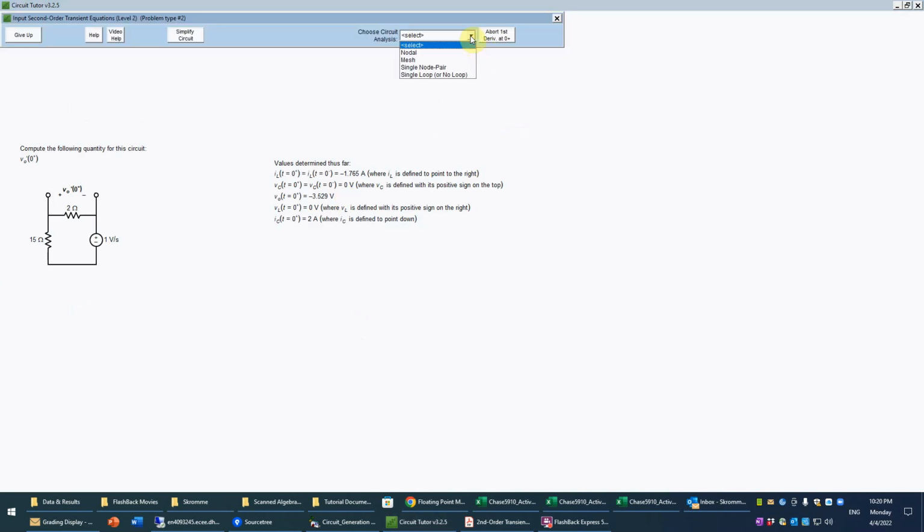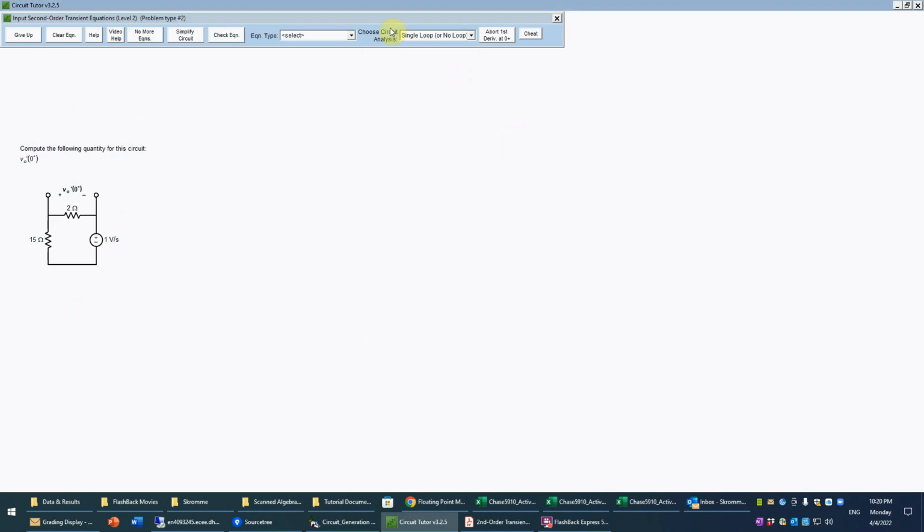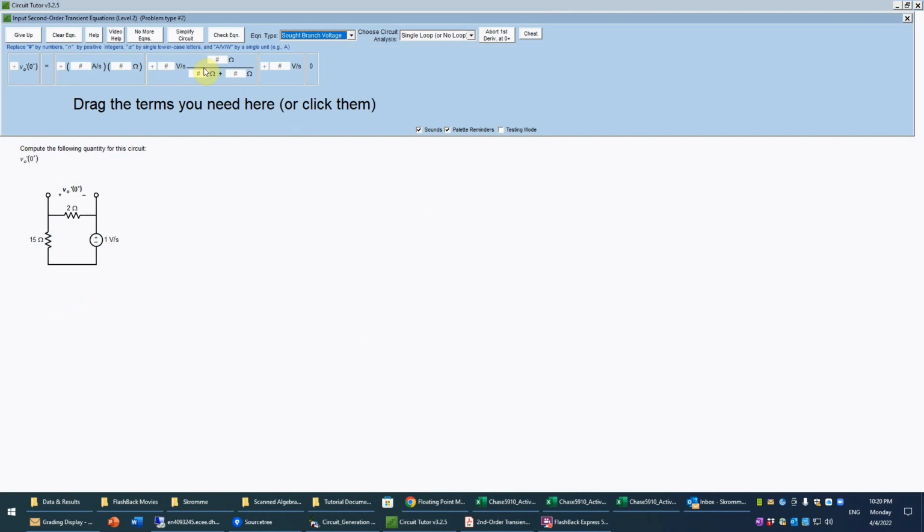And now, because it's a single loop, we can treat a voltage divider very conveniently in a single loop circuit. So I'm going to choose a sought branch voltage so that I can use the voltage divider formula, which is here. So my V0 prime of 0 plus, which is this sought variable, is going to be equal to something I can determine using this standard voltage divider formula. Now notice here that this is the voltage in volts per second because this is actually the first derivative, just as this is the first derivative. So that value is going to be 1 volt per second.